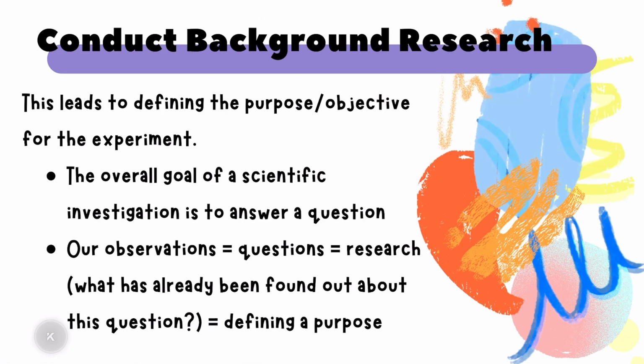So once I ask a question based off of my observations, I conduct background research. So this leads to defining the purpose or objective for my experiment. I'm trying to figure out the overall goal of a scientific investigation, which is to answer my question. And our observations led us to having questions, which leads us to doing research about our questions. What's already been found out about this question? And that helps me to define my purpose. So is my purpose to re-verify something that somebody else has already done, or is it to expound upon that?